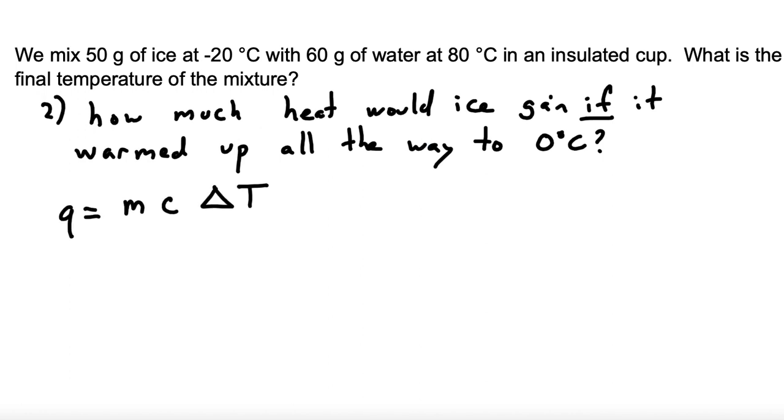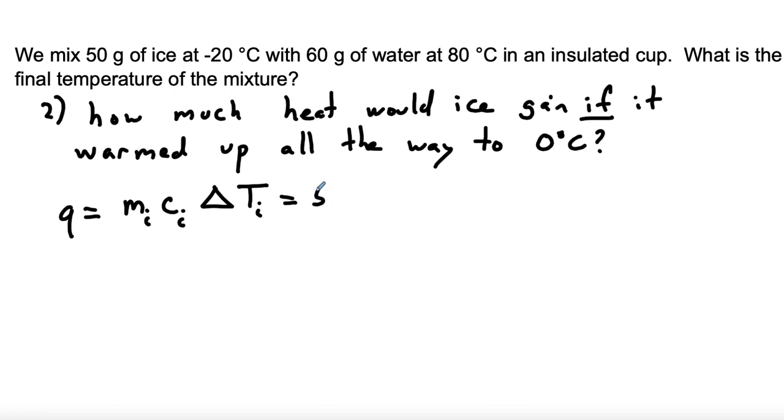We want to specify which quantities we're talking about. So we're talking about the mass of the ice and the heat capacity of ice. We have to use the proper heat capacity. It's in solid form, so the heat capacity is different from liquid water. And we're talking about the delta T specifically for the ice. Okay, and now we can write in the numbers.